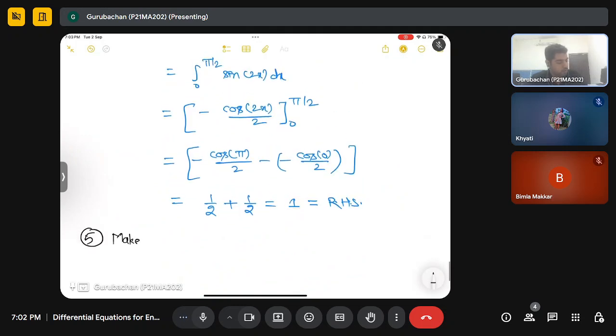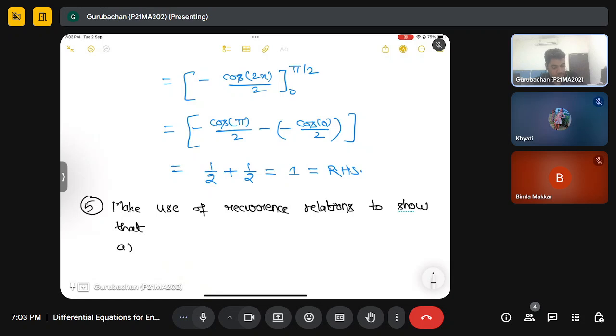make use of recurrence relations to show that, part a, d over dx of x square J2x is x square J1x.